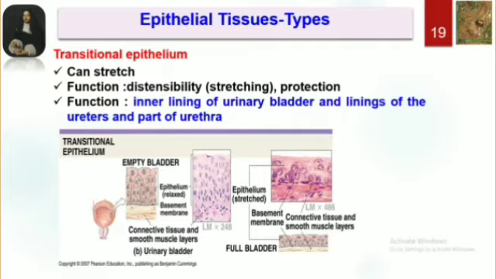Now we talk about one more type of epithelium, transitional epithelium. It is epithelium that is stretchable. The function is distensibility, or stretching, and protection. It is found in the inner lining of the urinary bladder, linings of the ureter, and part of the urethra.